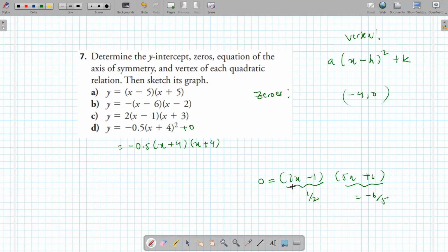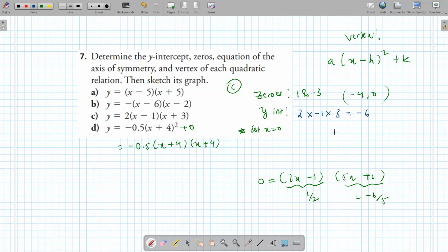If there are coefficients here, you need to solve for it. But if there's no coefficient here, like for all of these questions, you can straight up flip them. So for C, the x-intercepts or the zeros will be 1 and -3. To find the y-intercept, you set x equal to 0. So for C, you just set x equal to 0. You'll see that it becomes 2 times -1 times +3. That's -2 times 3, that's -6.